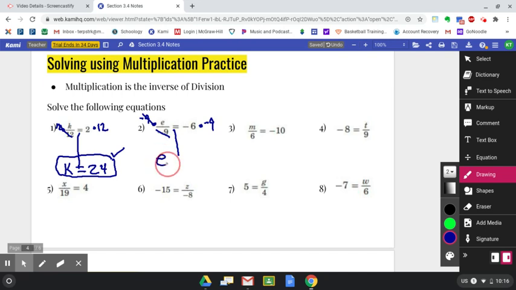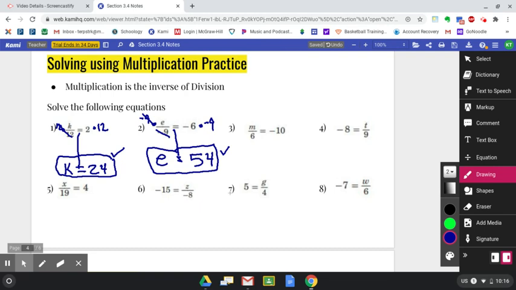So I'm left with E, right? Isolating the variable. And then I have a negative 6 times a negative 9. That'll give me positive 54. So E should equal positive 54. And if we check, 54 divided by negative 9 equals negative 6.